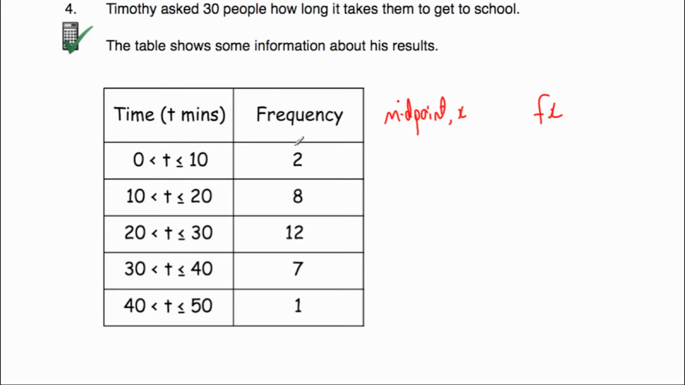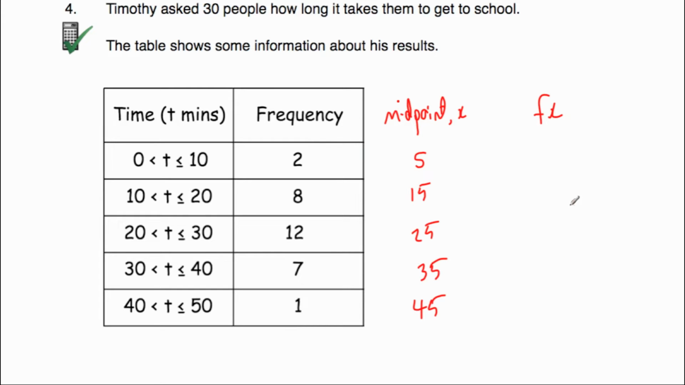So these 2 students, we're going to assume that it takes them 5 minutes each to the midpoint. These 8 students, because they take between 10 and 20, we're going to assume they take 15 minutes each. These 12 students, we're going to assume that they take 25 minutes each. These 7 students, we're going to assume they take 35 minutes, and the final midpoint would be 45 minutes. Okay, so we've completed our midpoint column.